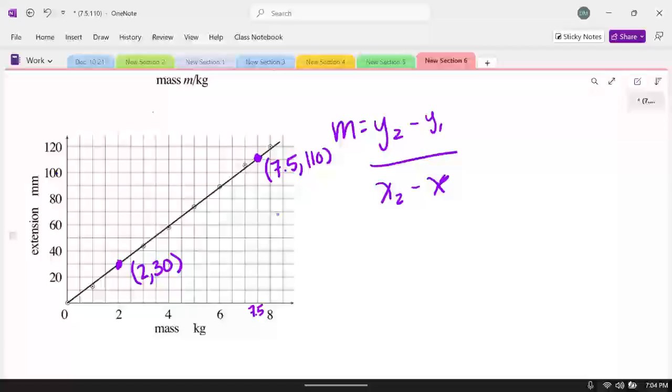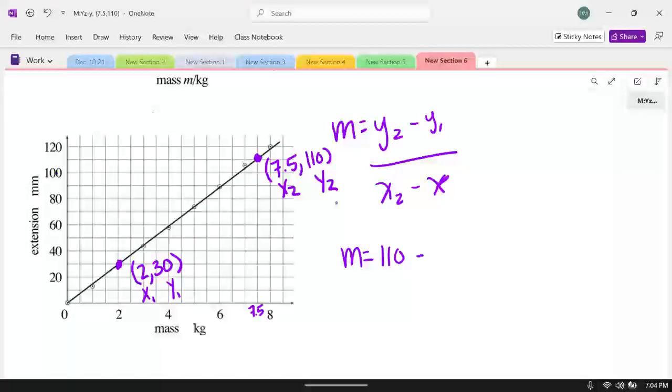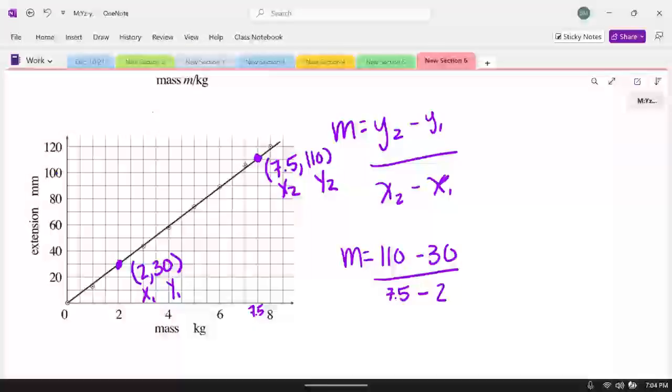Next, after I figure out what the coordinates are, I go ahead and label them. Since the dot right here is to the left, that's going to be the ones. This will be x1, y1, and this will be x2 and y2. Now that I've identified what each of them are, I can plug them into the equation. M equals, and instead of y2, I'm going to put my 110 minus my y1 of 30. Then divide that by x2, which is 7.5, minus x1, which is 2.